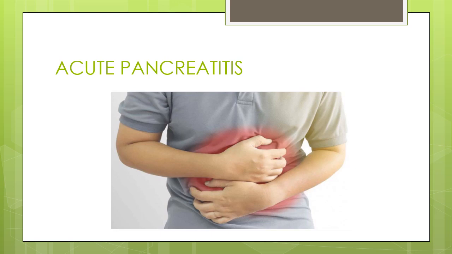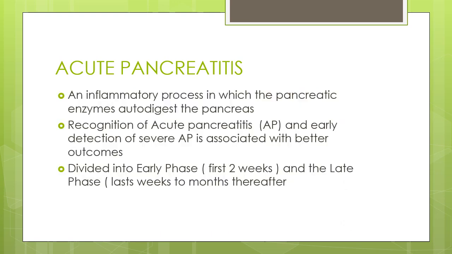Our first condition that we will be discussing is acute pancreatitis. Acute pancreatitis is an inflammation of the pancreas as a result of autodigestion. Early detection is essential to have good outcomes. It is divided into an early phase and a late phase.